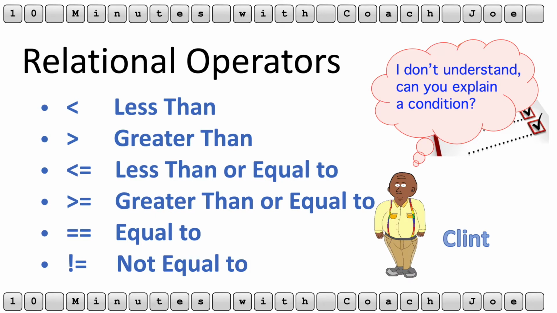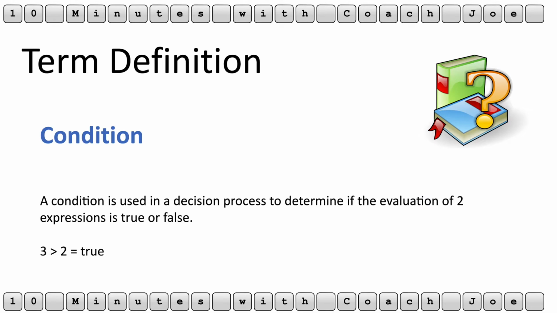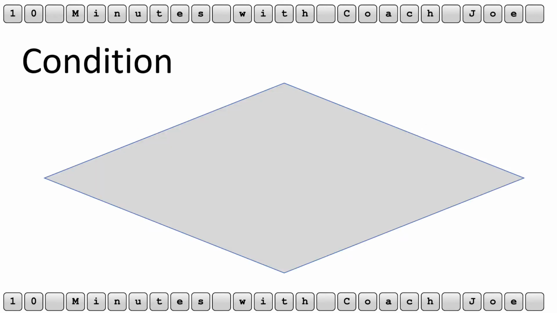Let's talk more about a condition. Remember, a condition is used in a decision process. It will determine if the evaluation of two expressions are true or false. Check out this visual. Imagine this big diamond is a condition. There is a relational operator, let's say it's greater than. There will be an expression on the left.